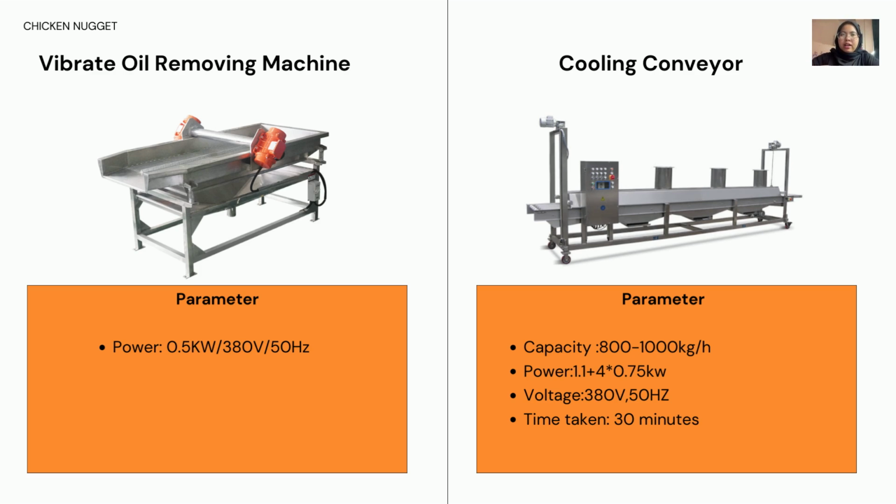In this process, two types of instruments are used. The first is a vibrating oil removal machine. For the parameters, the power is about 0.5 kilowatts and the voltage is about 380. The second instrument is a cooling conveyor. For the parameters, the capacity is about 800 to 1000 kilograms per hour, the power is about 0.75 kilowatts, the voltage is about 380, and it takes 30 minutes.